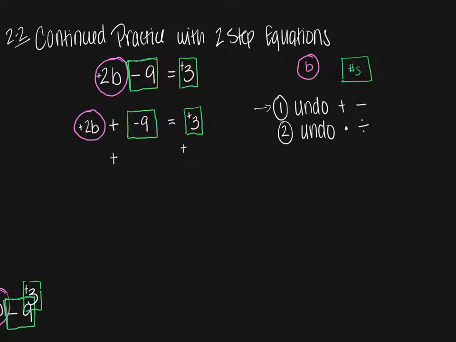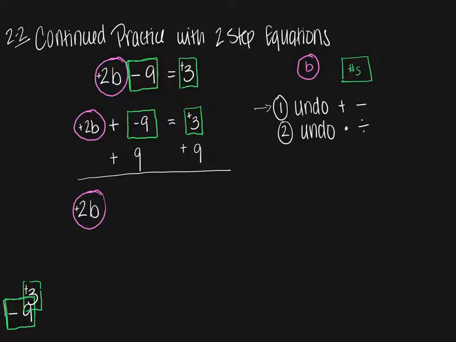I need to add something to both sides of my equation. Well, I need to get this 2b by itself, so I'm going to add the opposite of negative 9, which is just a positive 9, to both sides. Now I'm left with just 2b. My 9s end up equaling 0. Negative 9 plus a positive 9 is 0. And then I've got this positive 3 plus positive 9, which should give me a positive 12.